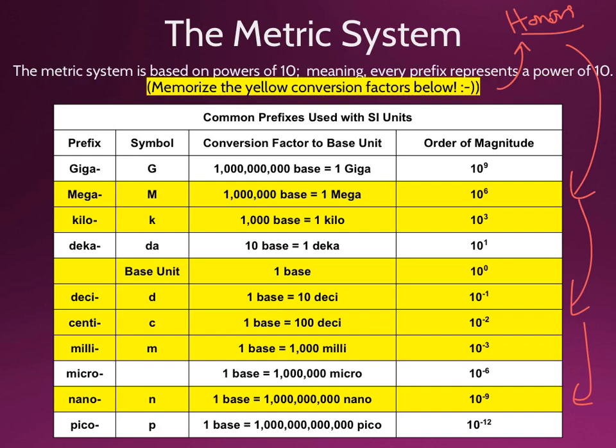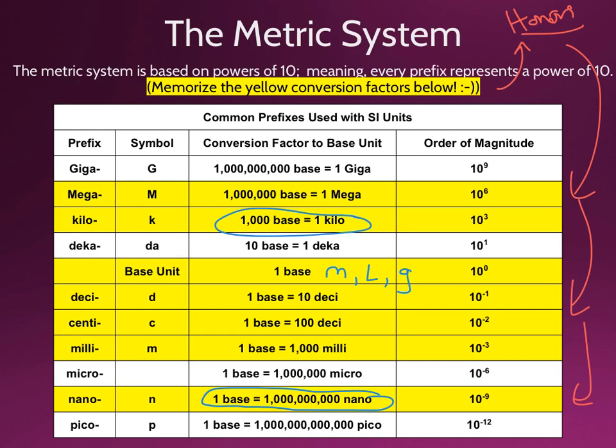What you do with these is basically, when it says, let's say kilo, for instance, if I'm looking here, 1,000 base equals 1 kilo. What that means is the base unit is things like meters, liters, grams. So a kilogram has 1,000 grams. A kilometer has 1,000 meters. A kiloliter has 1,000 liters. A nanogram has, a gram is made up of 1 billion nanograms. Okay, so it gets a little tricky, and sometimes using the order of magnitude can be helpful.